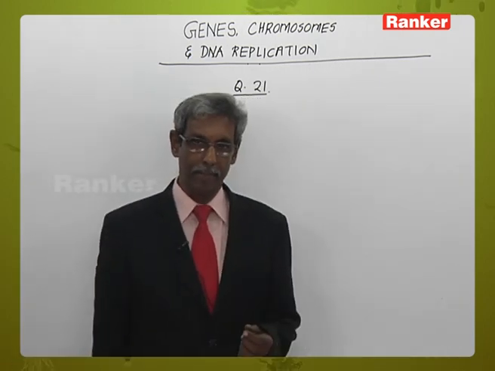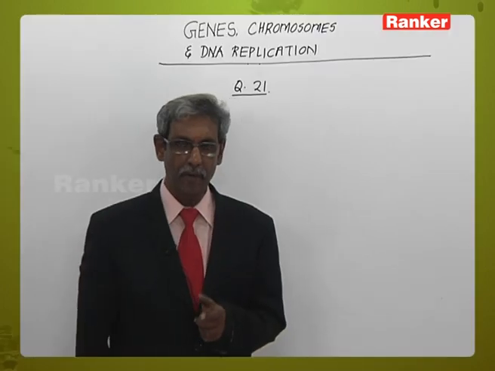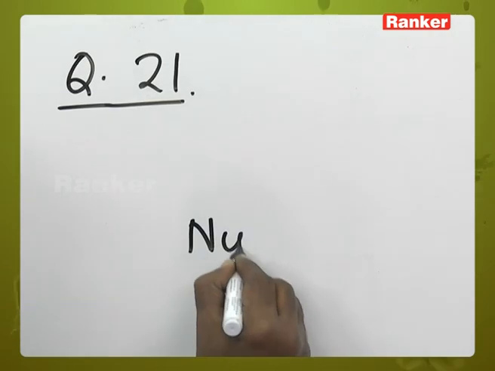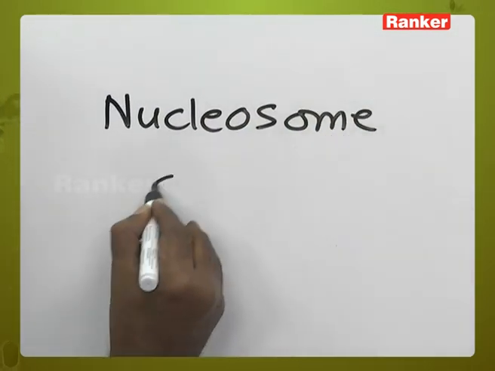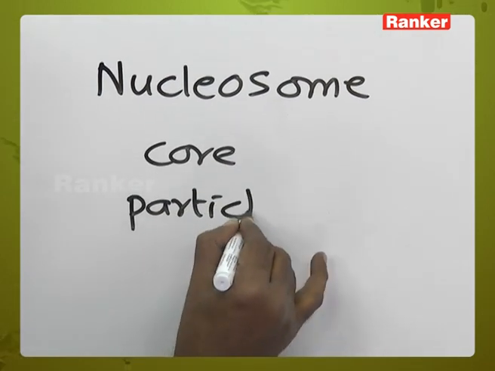Question number 21. The nucleosome core has A. H1, H2A, H2B, H4, B. H2A, H2B, H3, H4, C. H2A, H2B, D. H1, H2A, H3 and H6. When you take a nucleosome, it is an important core particle of the chromatin.